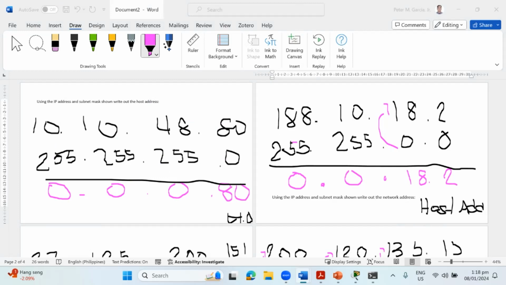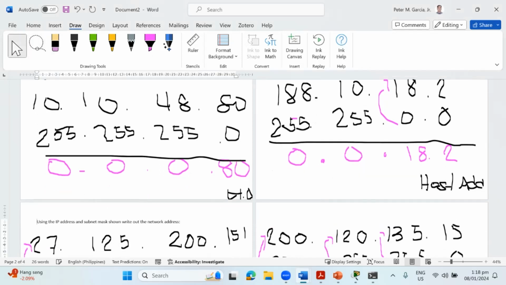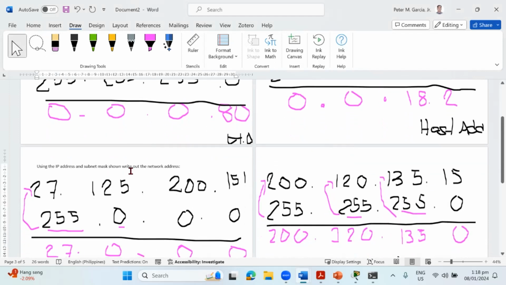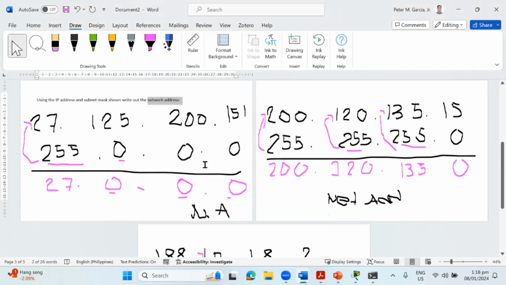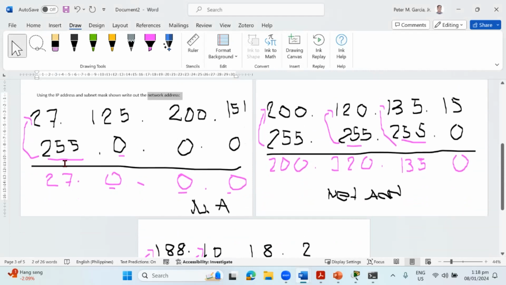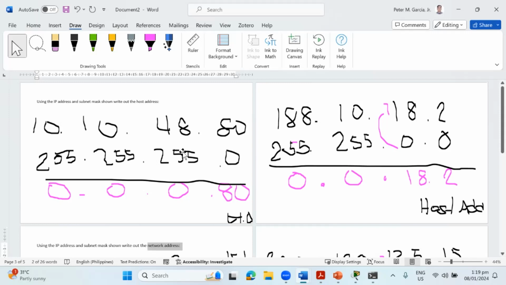Okay? So, ulitin natin. Kapag hinahanap natin ay network address, sabi dito, using the IP address and the subnet mask shown, write out the network address. So pag network address, kapag subnet mask mo ay 255, simply copy the value above. So 255, 27, kaya naging 27. Kapag 0 ang subnet mask mo, hinahanap mo ay network address, automatically 0. Ito, 255.255.255.0. Kaya naging 200.120.125.0.